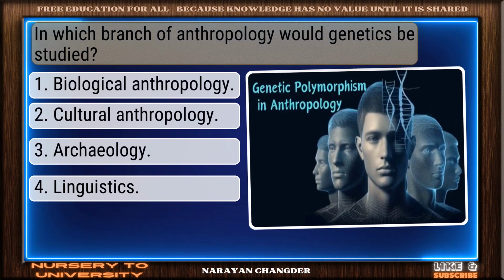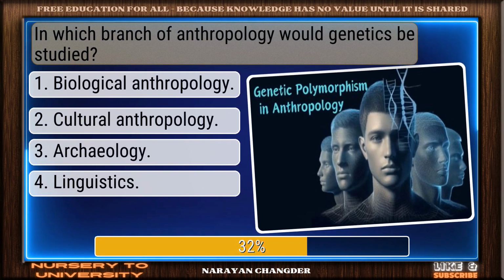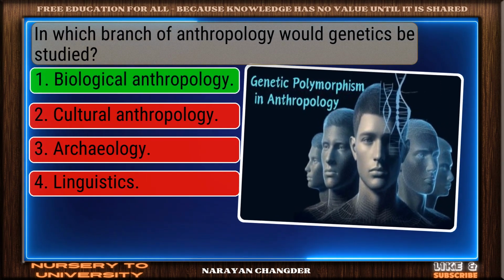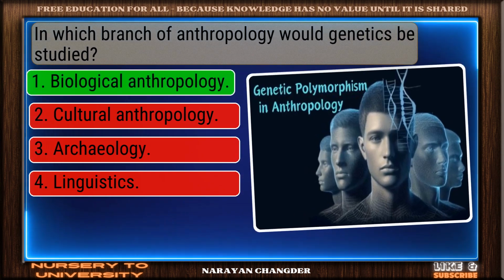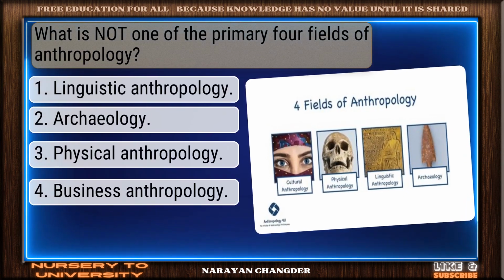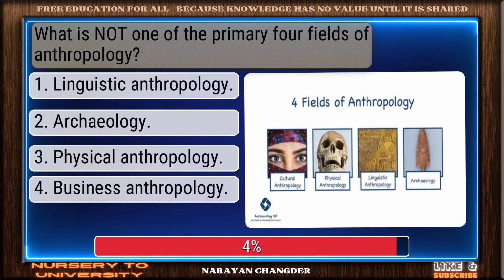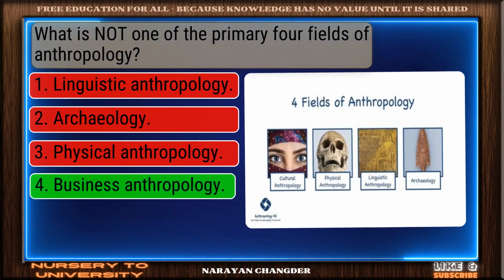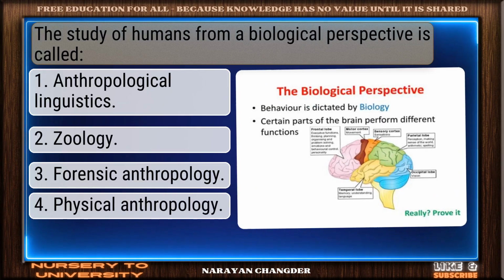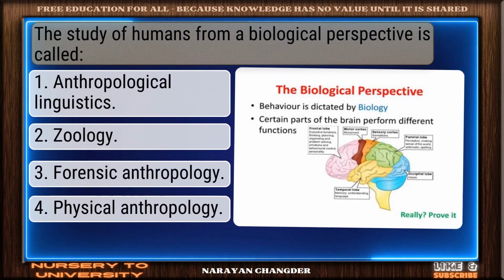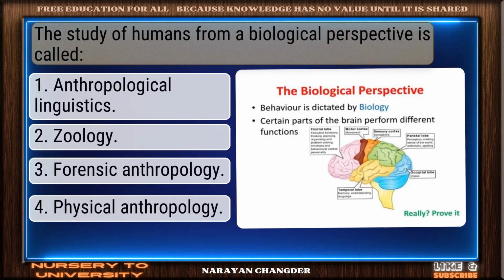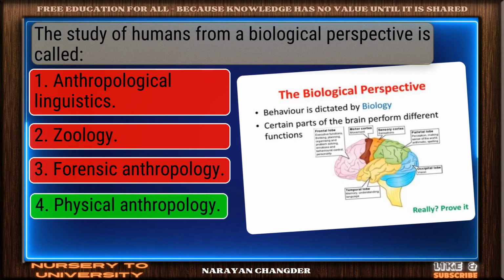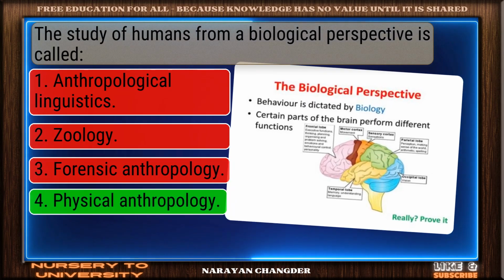In which branch of anthropology would genetics be studied? You got it. Your choice, biological anthropology, is right. What is not one of the primary four fields of anthropology? Great thinking. Business anthropology is the right choice. The study of humans from a biological perspective is called. Well done. Physical anthropology is the right choice.